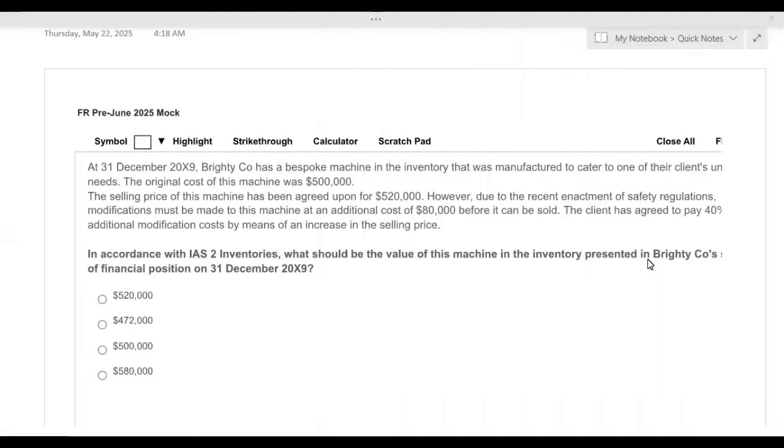To start the discussion on the pre-seen mock June 2025. Today's target is to go for section A. After that, inshallah, we'll go for section B as well.